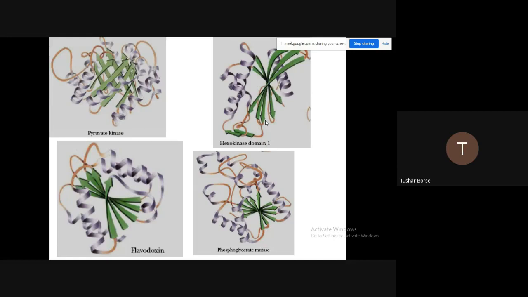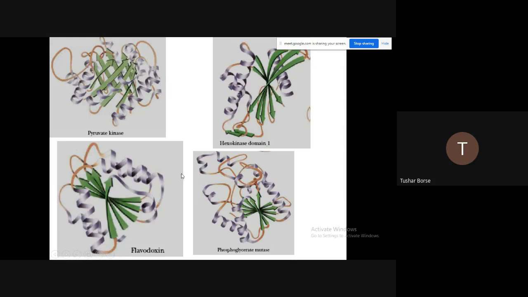I think I'm audible. Yes, sir. So tell me, looking at the directions, what can you say here? All the arrowheads are on one side, so you can say that they are parallel. But in this case, if you compare these two strands, their arrowhead directions are different. So this has the anti-parallel beta sheets. On both sides of these beta sheets, you can see that the helices are present.